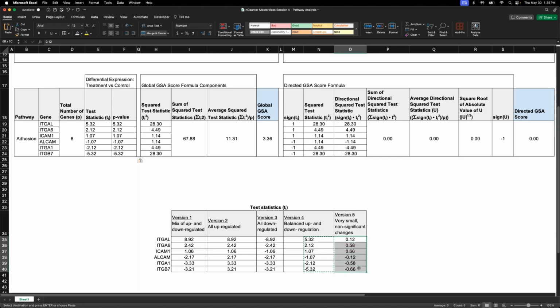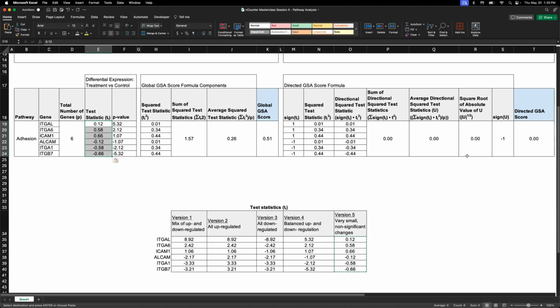This is what I called some very small non-significant changes. So let's imagine all of these t statistics are really, really small. There's very, very little fold change happening. So if I take this and paste it in here, the same thing happens. We have a global score. In this case, it's really, really small, 0.51. Our directed score is also 0 in this case.